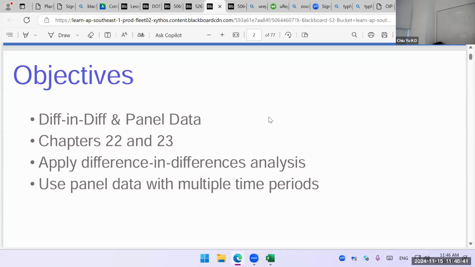Okay. And panel data means that you have observed the same individual over time, right? And they get the treatment in different point of time. So you can look at what they do before the treatment, what they do after the treatment.